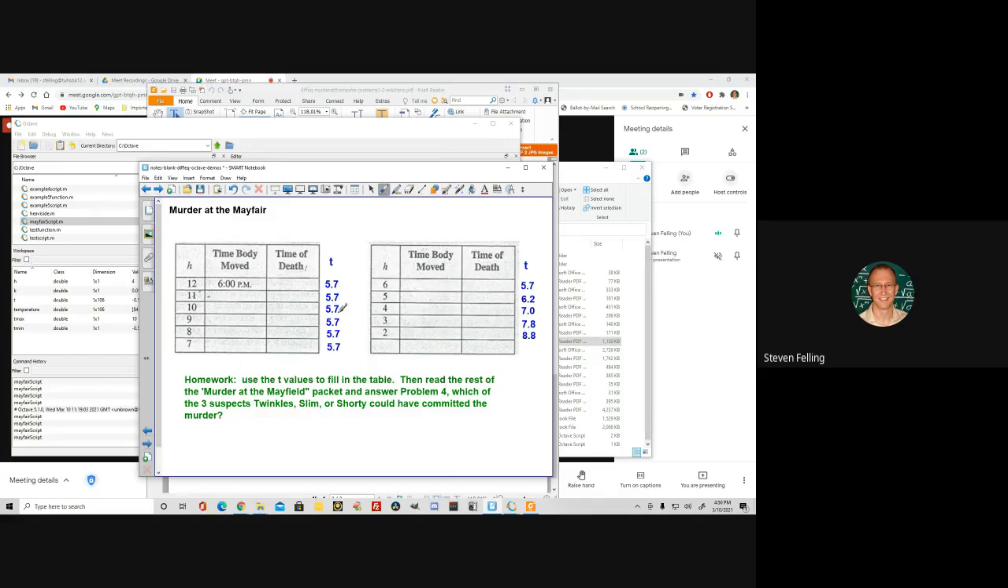But for everybody, I'd like you to use these t values and then fill in the rest of the table. Fill out what the time of death was, fill out what time the body was moved, and then answer problem number 4, which describes 3 suspects, Twinkles, Slim, and Shorty, and asks which person the detective is going to investigate. The information in this table will help you solve that.